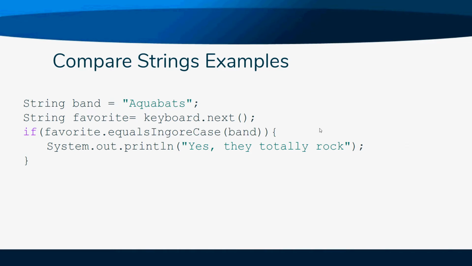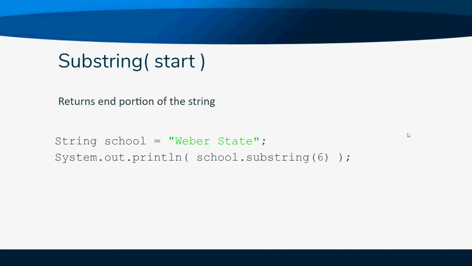If we want, we could change this and put in equalsIgnoreCase to the band, and then they wouldn't have to type that in. They could type in an uppercase B here if they wanted to, so long as they had the letters all the same, it would work. So reminder, you cannot compare two strings using a double equal.